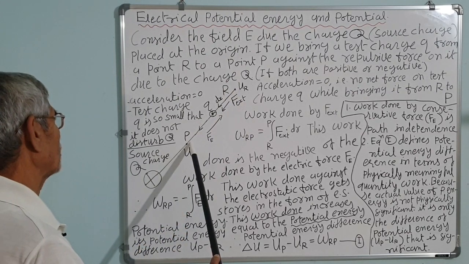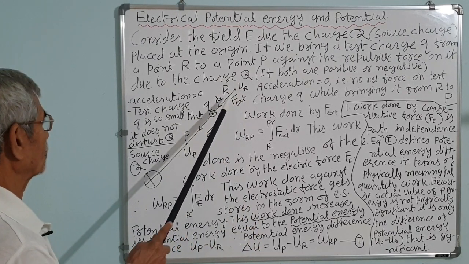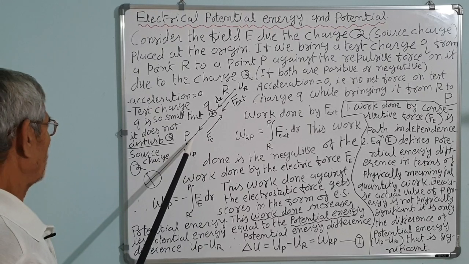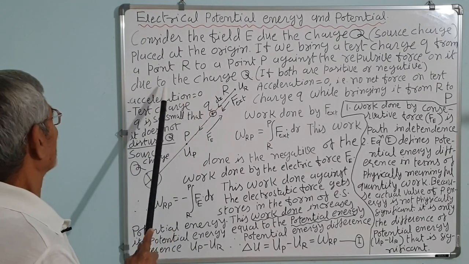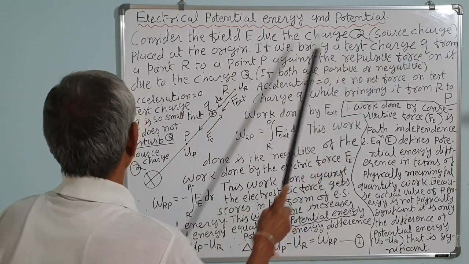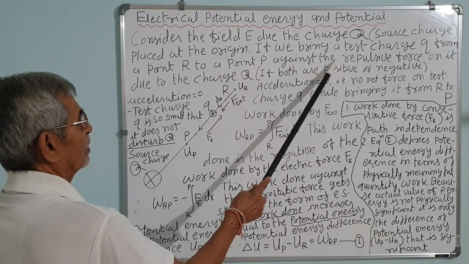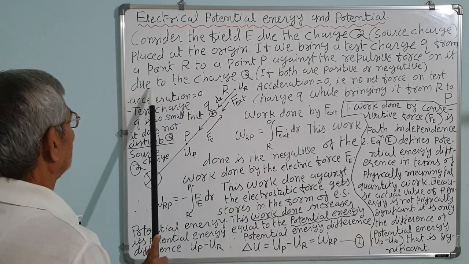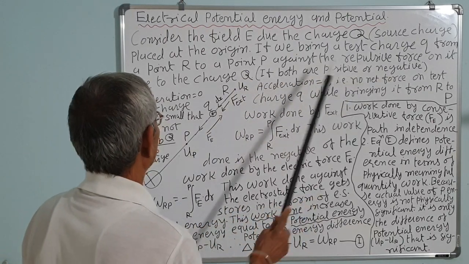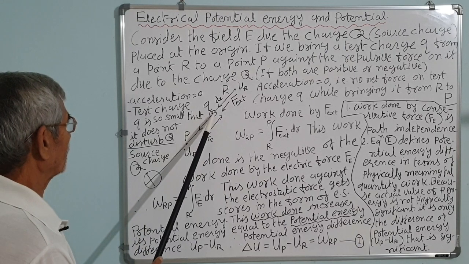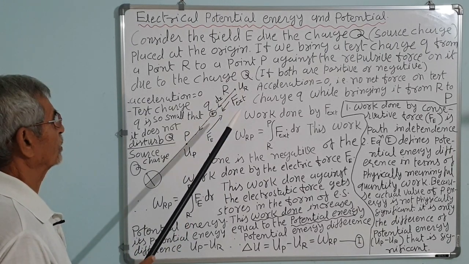Electric field is in the direction from P to R. That is, we have to apply the equal and opposite force to counter the electric force due to the field of the source charge. Correct? If we bring a test charge small q from a point R to a point P, against the repulsive force on it due to the charge capital Q, the source charge. If both are positive or negative, there will be a repulsive force. So q will be repelled, and we have to bring the q from R to P against the repulsive force.